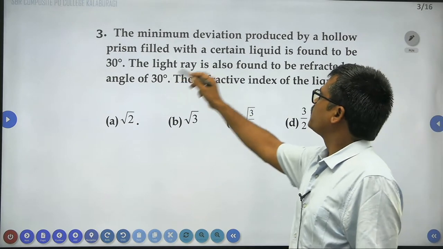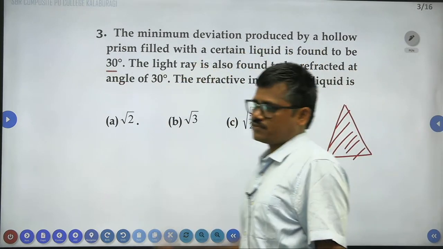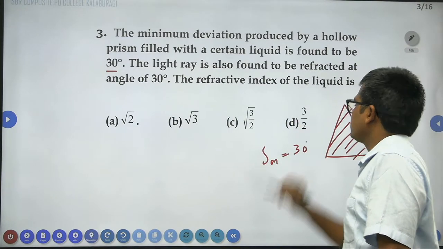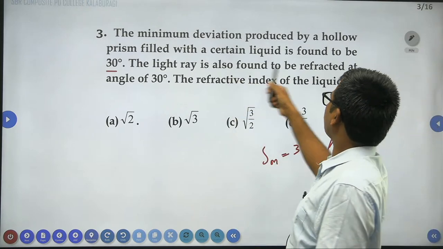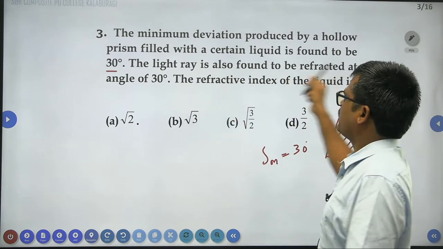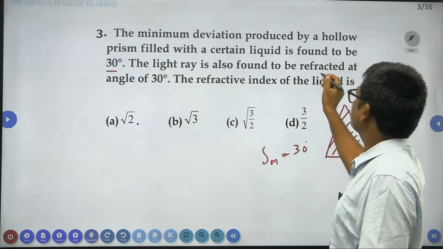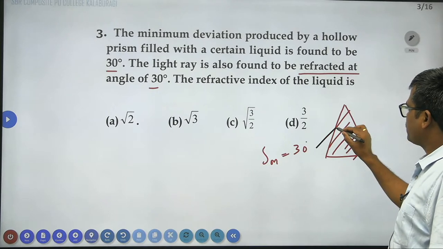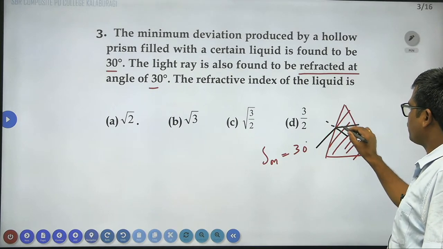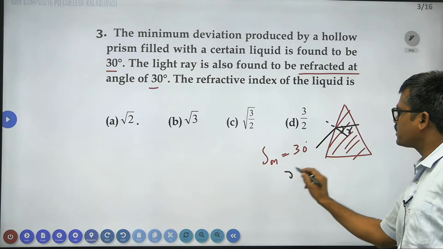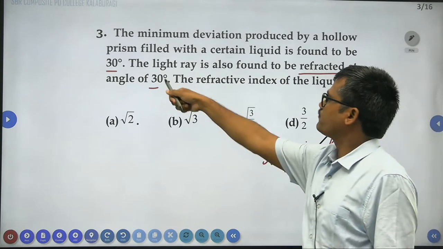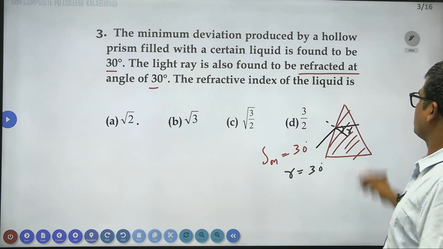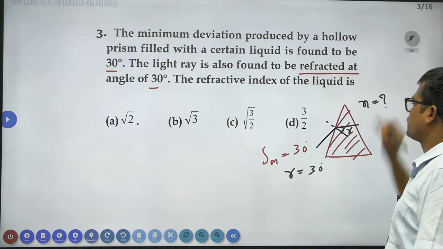The minimum deviation produced by the hollow prism is found to be 30 degree. So the minimum deviation will be 30 degree here. The light ray is also found to be refracted at an angle of 30 degree. The ray going from here will bend here. The angle of refraction is given, and it will be found to be 30 degree. Then they are asking the refractive index of the liquid.